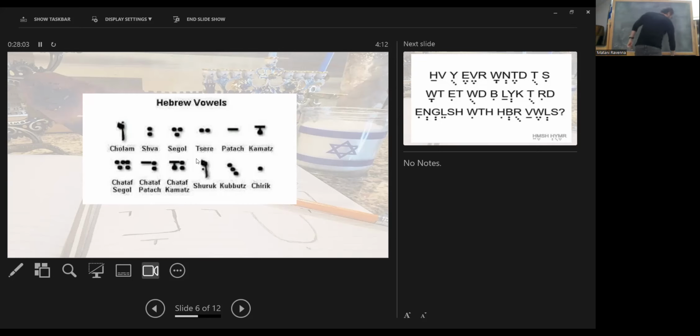If not, the next. And the last one, we did all sounds except an E sound. So we have chirik. Note I transliterated differently. It's literally just a dot underneath the letter. It will be called chirik. I'm intentionally exaggerating the transliteration.